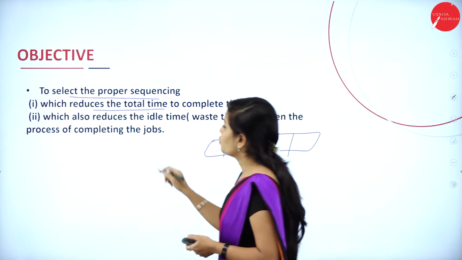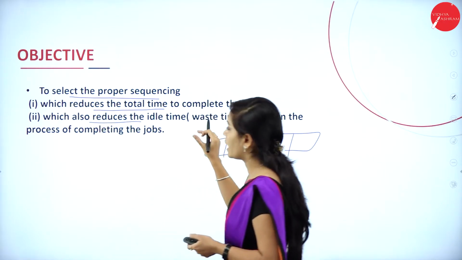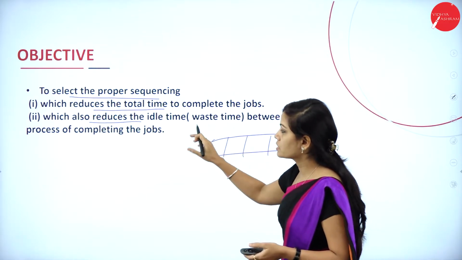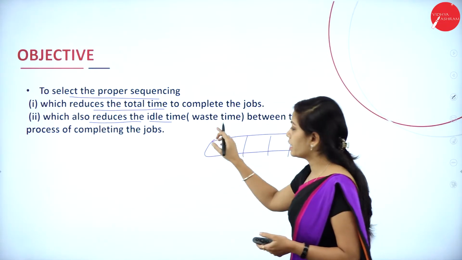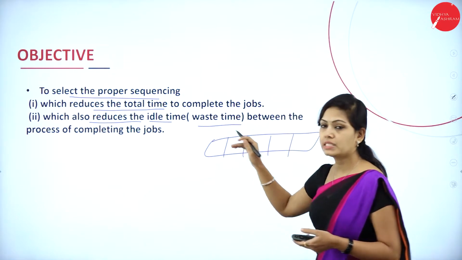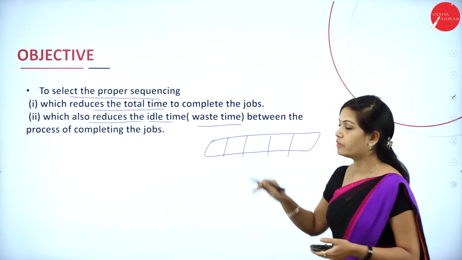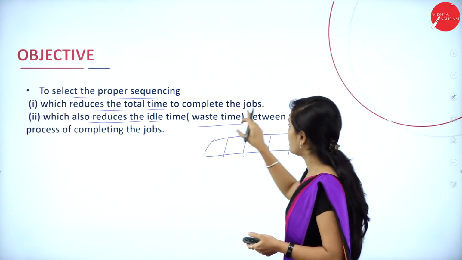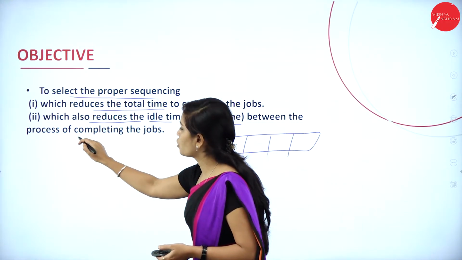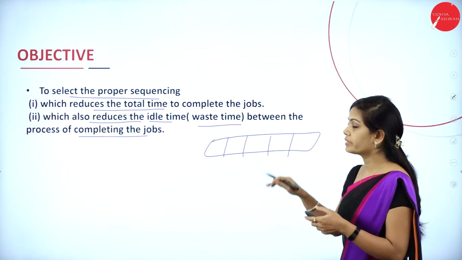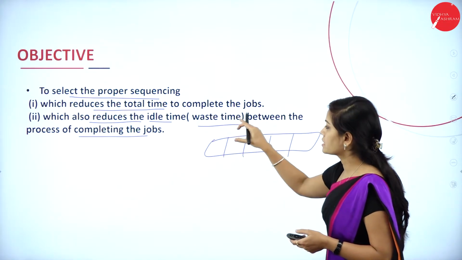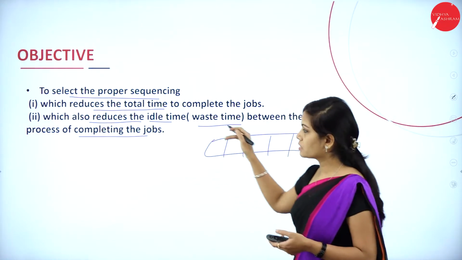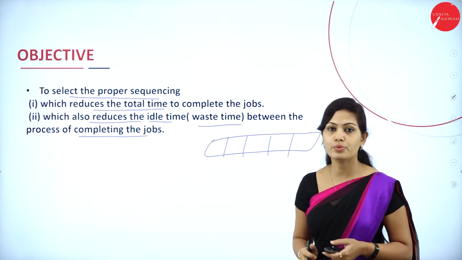It also reduces the idle time. Next I will explain what idle time is. Idle time means wasted time, the wastage of time for each job between the processes of completing the jobs. So it helps to reduce the waste time between the processes. This is the main objective of the sequencing problem.